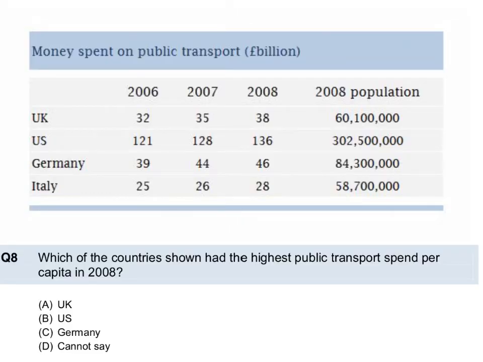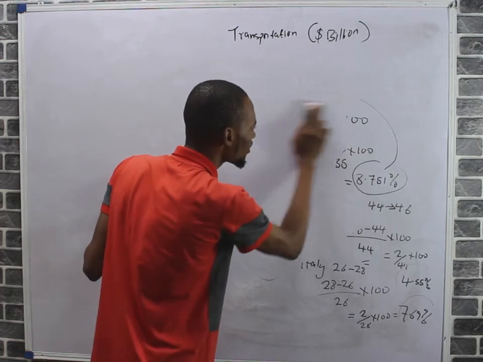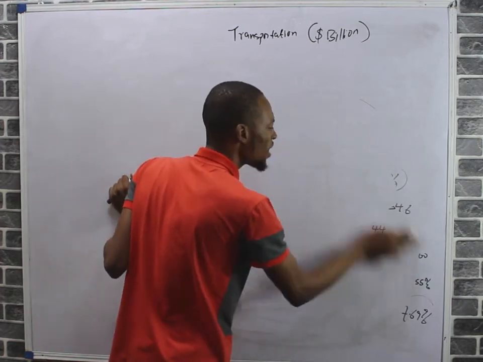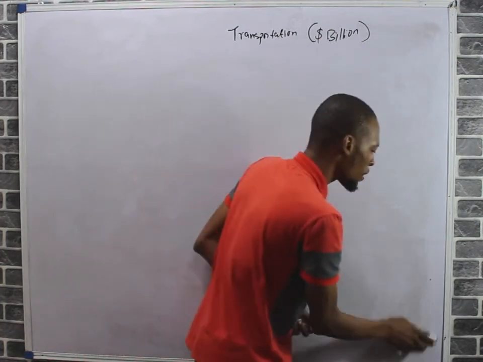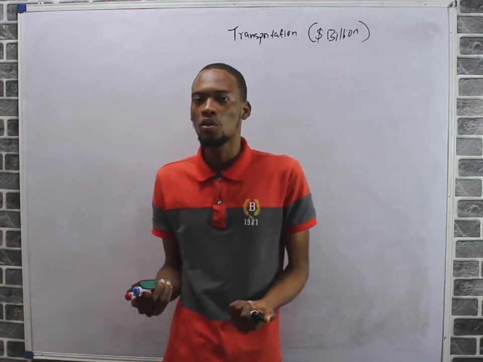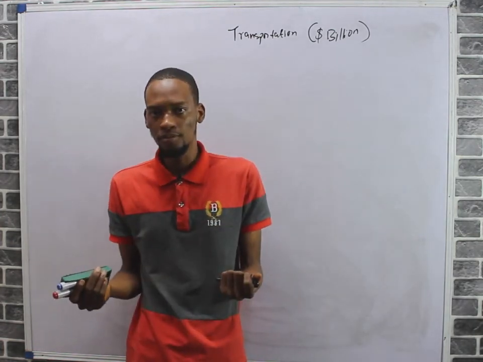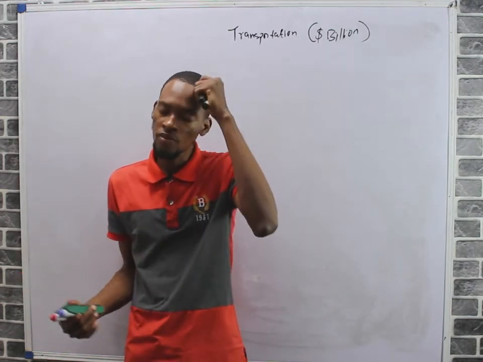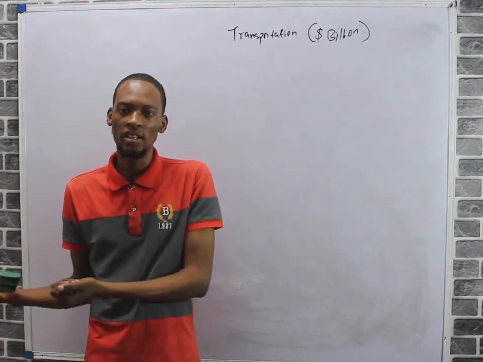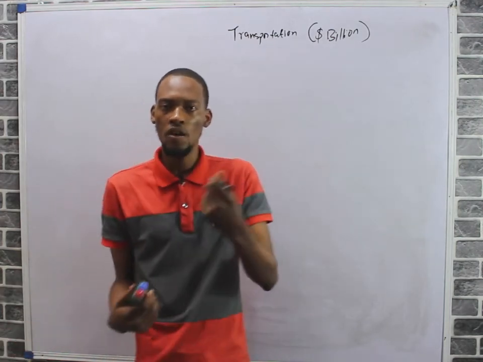Question 8 says, which of the countries shown had the highest public transport per capita in 2008? Highest public transport per capita. What this is trying to say is that if you divide the public transport by the population, which of these countries will give you the highest one? So we divide each of these, dealing with 2008, the amount on transport by the population.